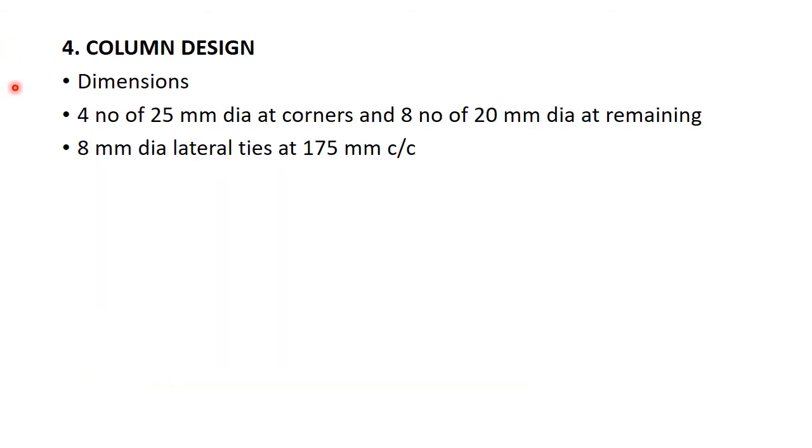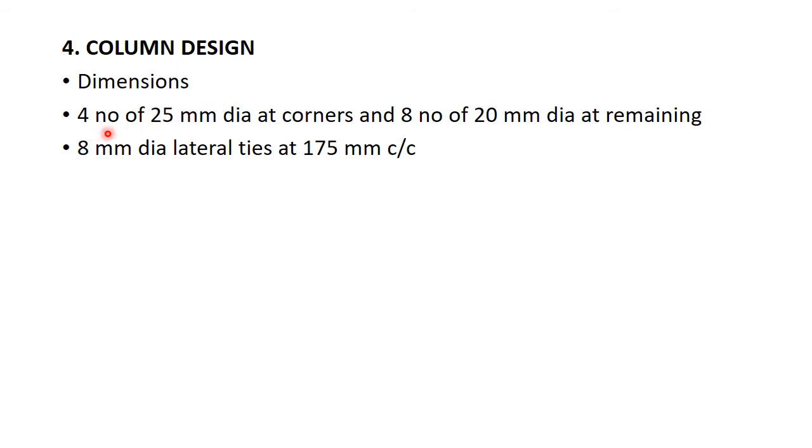After that, you have to design the column. By considering the loads coming on the column, you have to design the column. Once you design the column, you will get the dimensions, and to design the column you can use the SP16 charts. Once you design the column, again you have to calculate the area of the compression steel. Once you calculate that, you have to calculate the reinforcement detail.